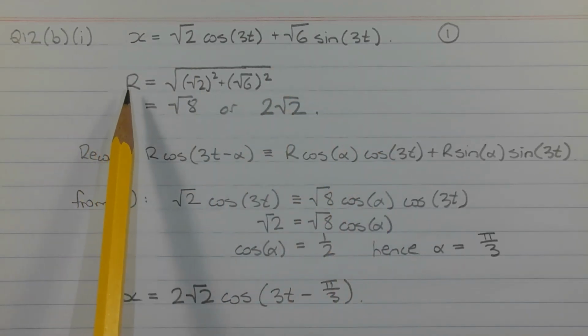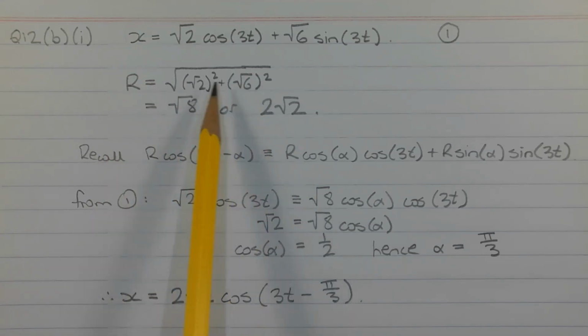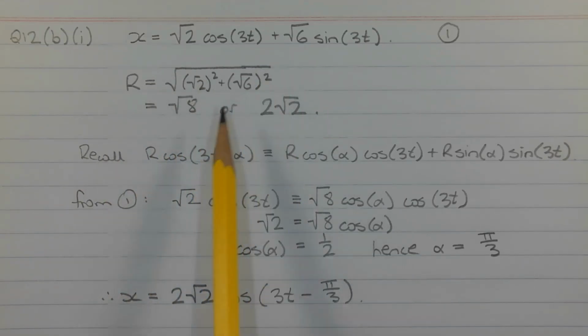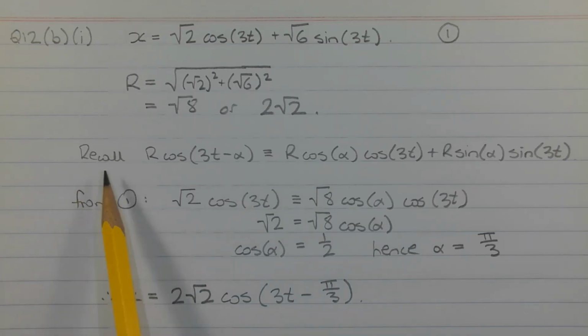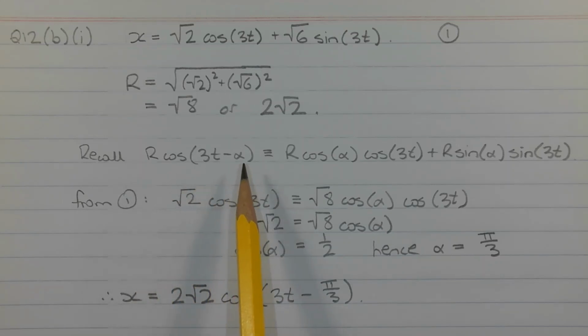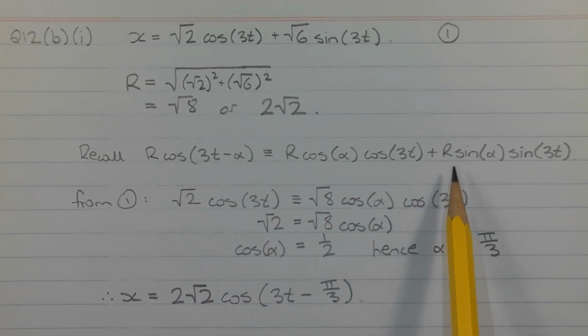Now to get the value of the amplitude r, we square the coefficients, add them together, and then take the square root of that sum. So the square root of root 2 squared plus root 6 squared is equal to the square root of 8, or 2 root 2 when expressed in simple surd form. Now recall the trigonometric identity: r cos(3t minus alpha) is identical to r cos alpha cos 3t plus r sin alpha sin 3t.